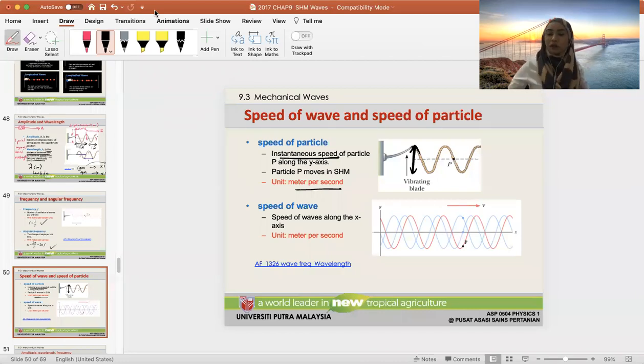Okay, so the speed of a particle is with respect to the y-axis. So this is the y-axis, because it is going up and down. Whereas the speed of the wave is with respect to the x-axis. So it's this one, the v to the right. This one is the up and down v. So it's different. The v of the particle is up and down. The v of the wave itself is to the right.